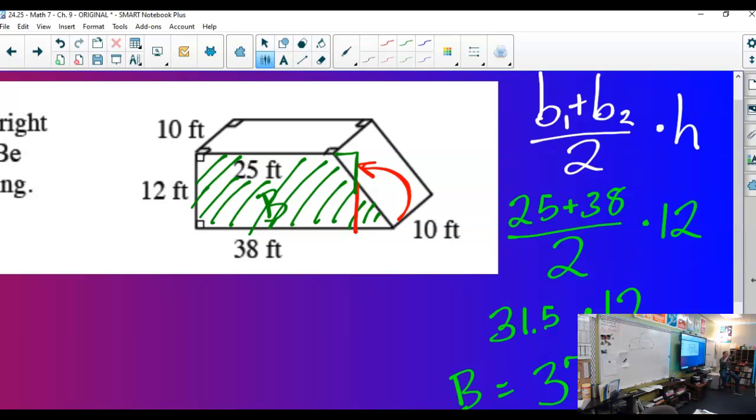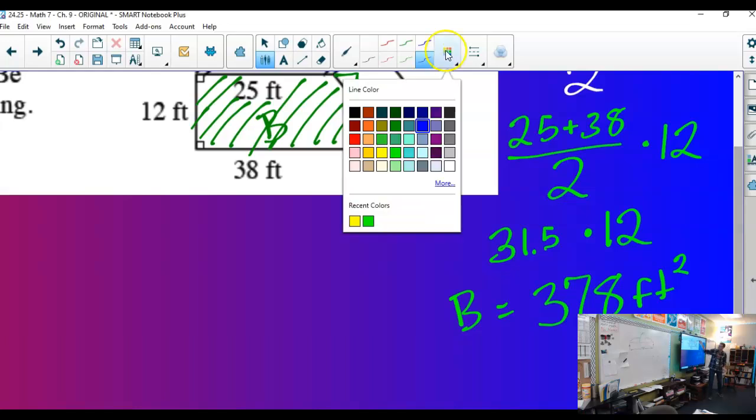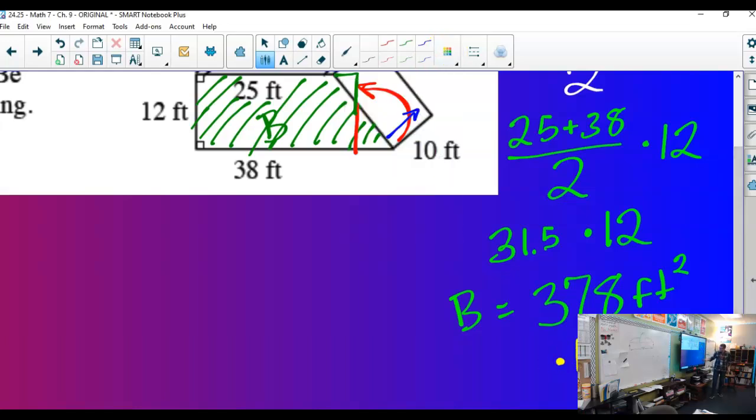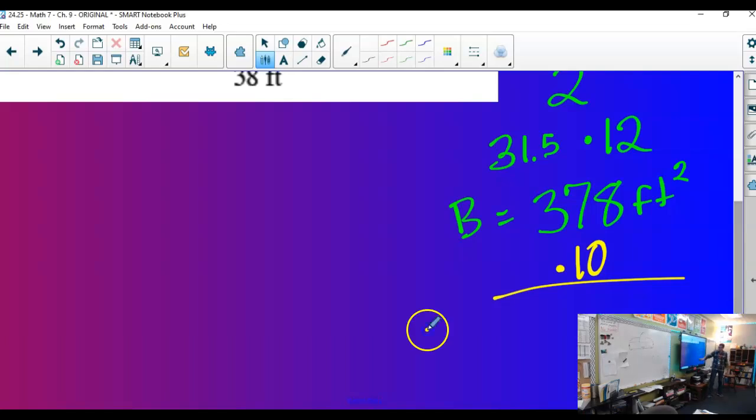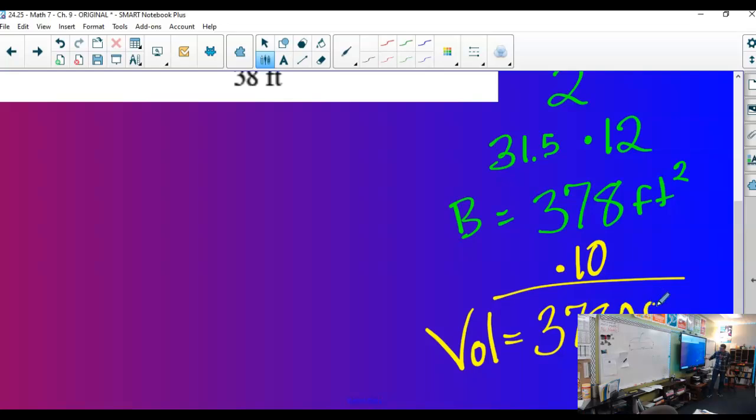Then, what's the height of our prism? Yeah, because it's what's connecting the front to the back, or your two bases together, because we said the front is our one base. So it's what's connecting your bases together, that length of 10. So we're going to do this times 10. And our volume comes out to be 3,780 feet cubed. Thank you for copying. It's warming my heart to hear feet cubed, feet cubed, feet cubed. The labels matter.